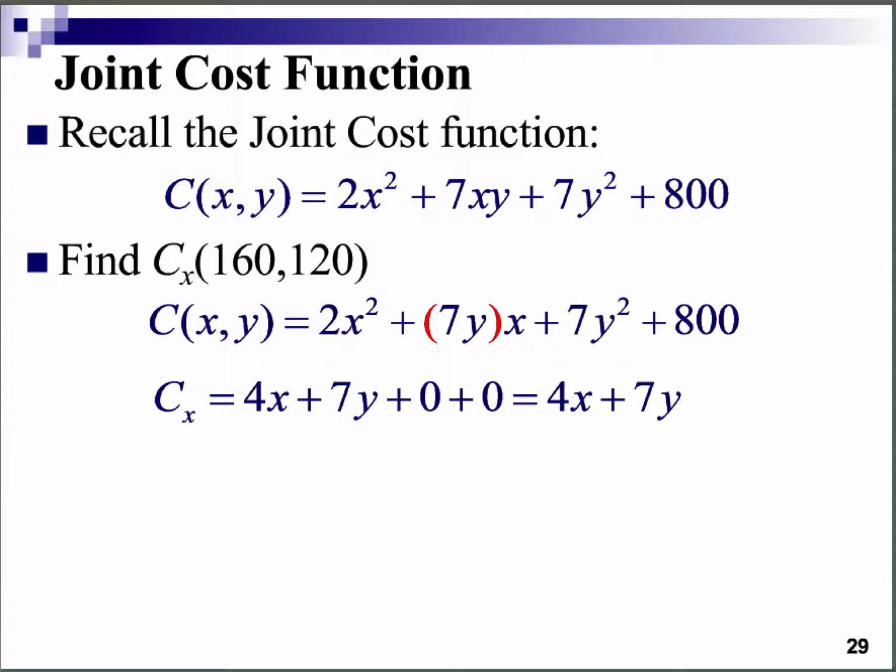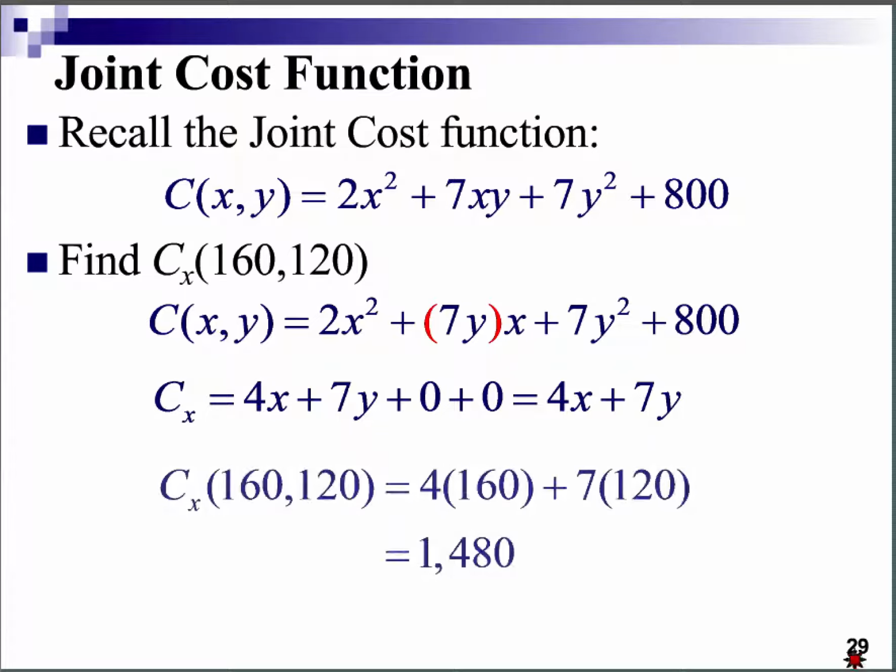That is like a formula, and it tells me how the costs are changing when I allow x to vary, but I fix y. Now, at the point 160, 120, I plug in those numbers into x and y in the right places, and I get $1,480.